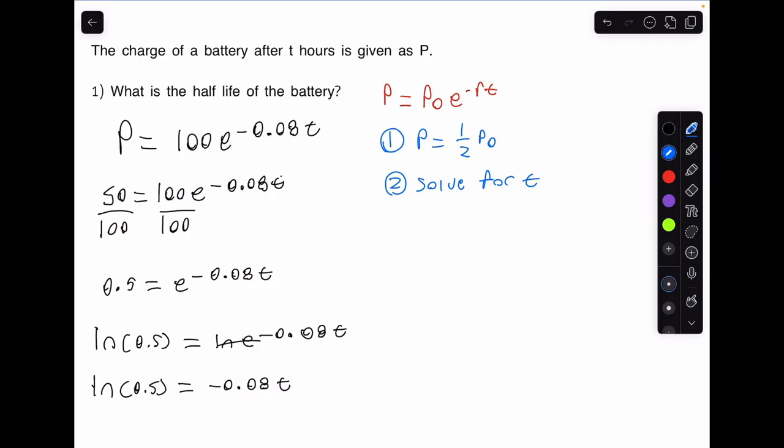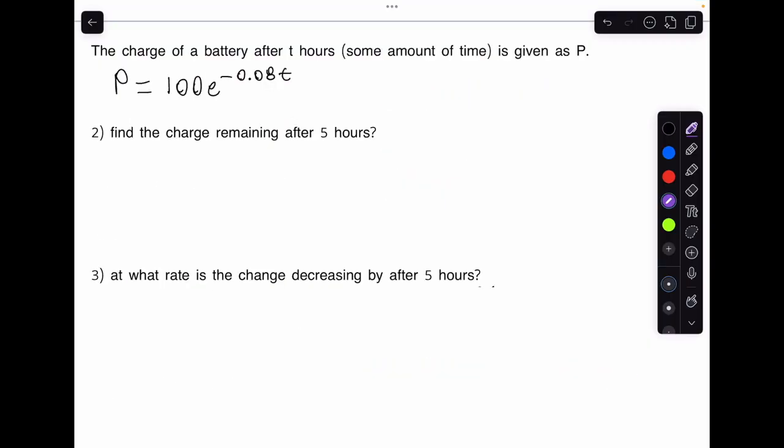Now we can just directly solve for t with easy algebra. So t is equal to ln of 0.5 divided by negative 0.08, which is equal to 8.66, and this is 8.66 hours. Okay, moving on to questions 2 and 3.